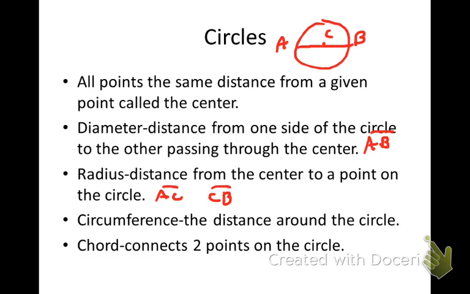And then a chord connects 2 points on the circle. It does not have to pass through the center. So the diameter is a special chord. But if we just have these 2 points here, DF, look like an F, but that would be an example of a chord. So those are just some more definitions to know about circles that we'll be using.